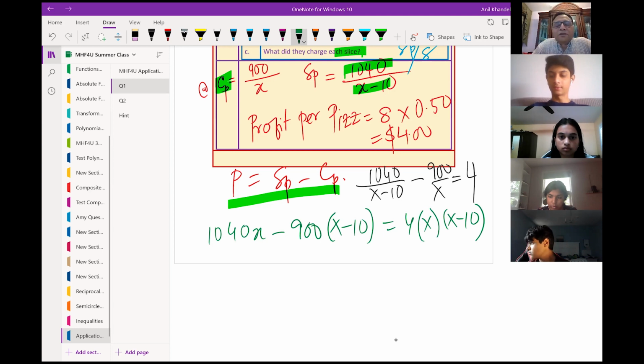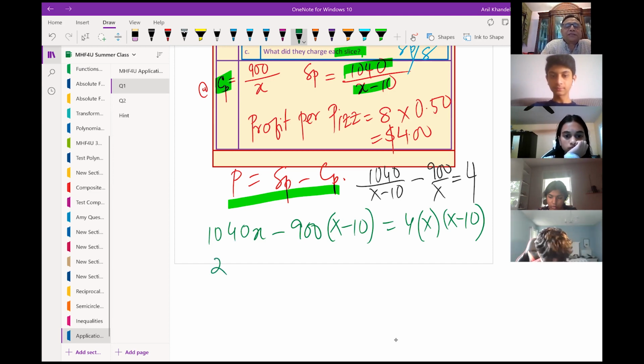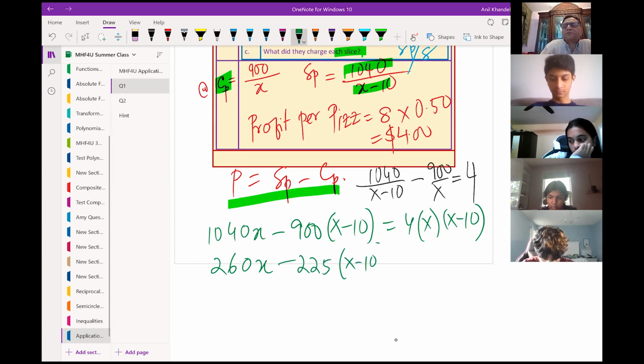You can divide everything by 4. Do it on your calculator. 4 times 2 is 8, 4 times 6 is 24, minus 4 times 2 is 8, 10, 4 times 2 is 8, 25. Times x minus 10. Simplify first as much as you can. Open this bracket: x square minus 10x. Is that okay?